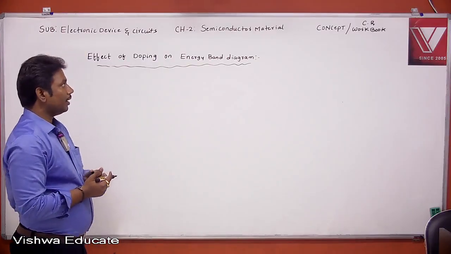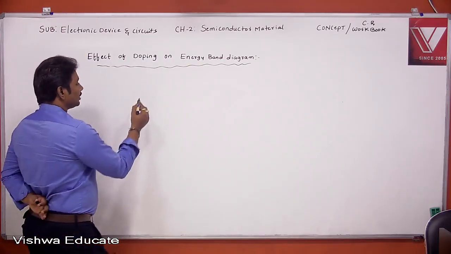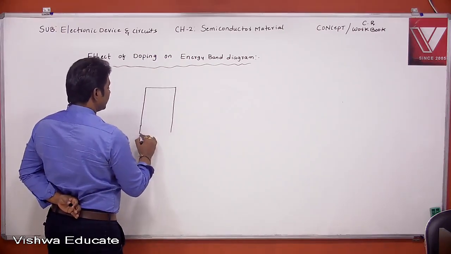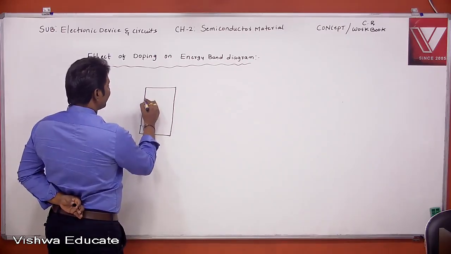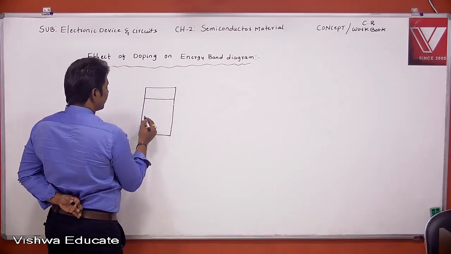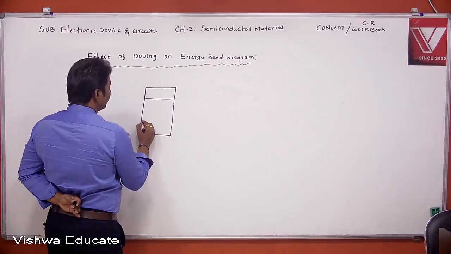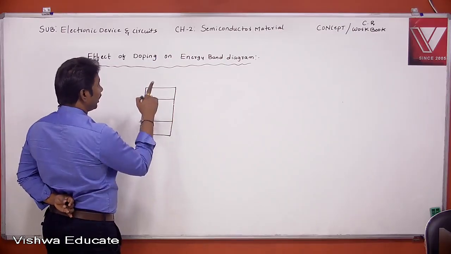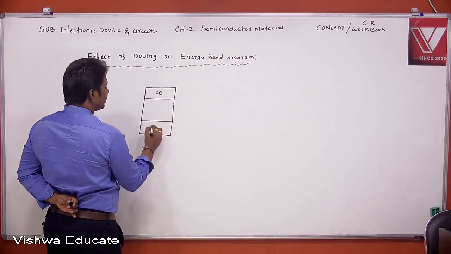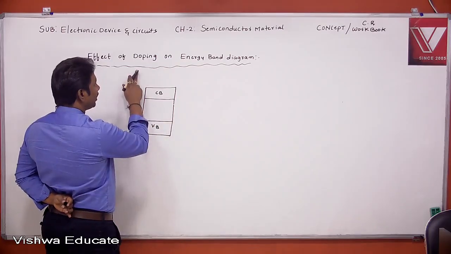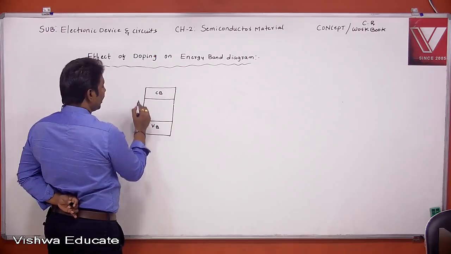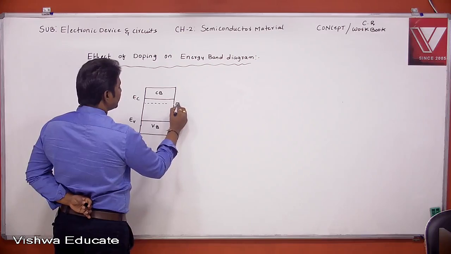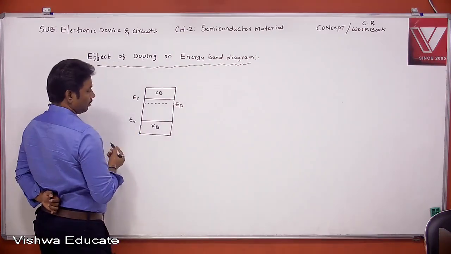Effect of doping on energy band diagram. In case of N-type material, which type of impurities are added? Pentavalent, also called donor impurity. When pentavalent impurity is added to the pure form of semiconductor, what happens to the energy band diagram? A new energy level is created below the conduction band. That new energy level is called the donor energy level.